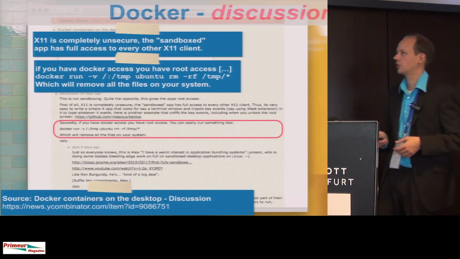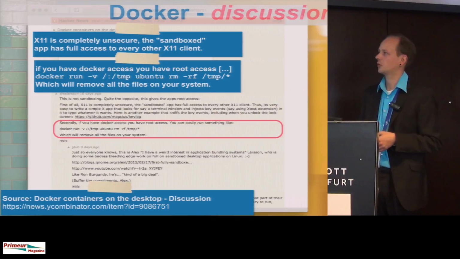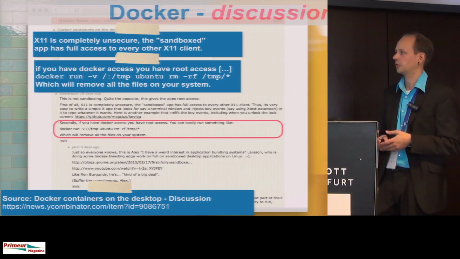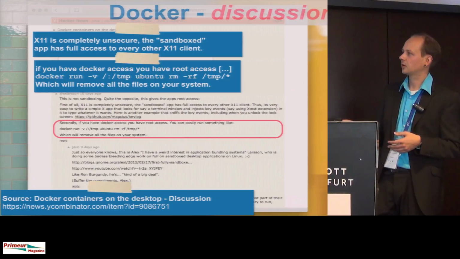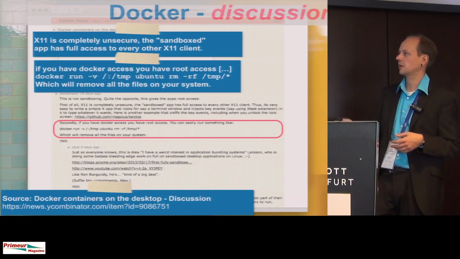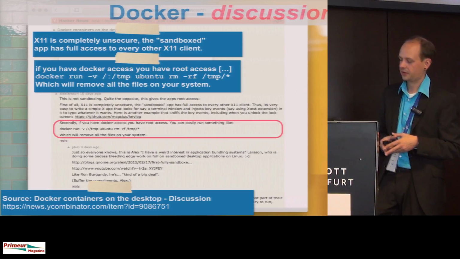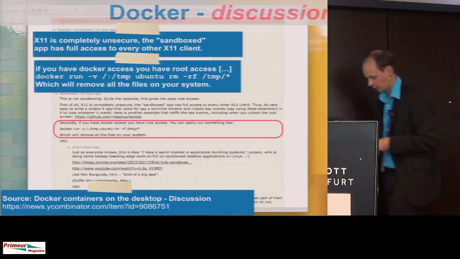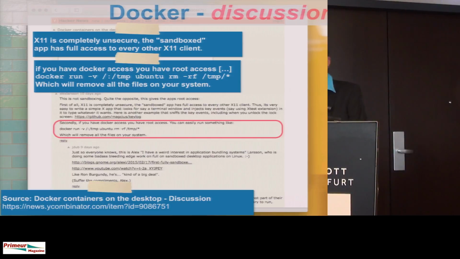If you have access to the Docker command line, you can do such a fun thing. You start a container, it's an Ubuntu machine, and you pass in the / which means the root file system of your host system. You mount it inside the container as /tmp, and then you just do a recursive remove inside the container, and the file systems of your host system are actually gone.